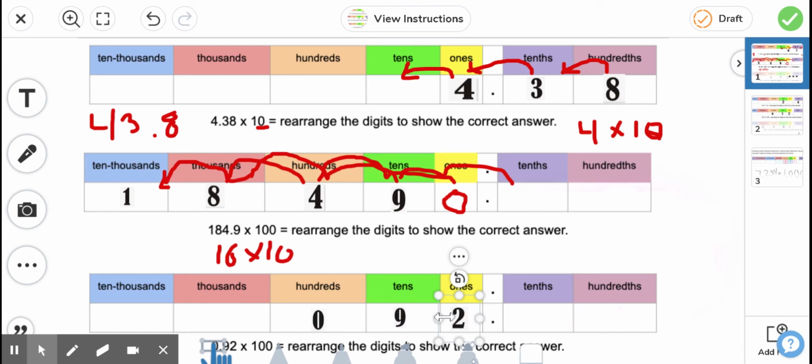because now it's a whole number. So this 0 can be deleted. So then I get a product of 92.